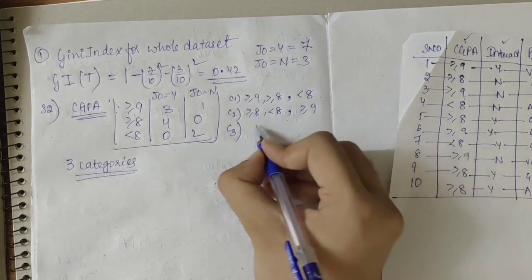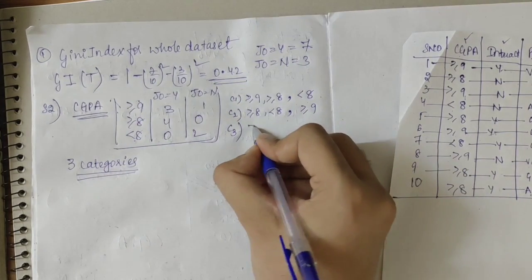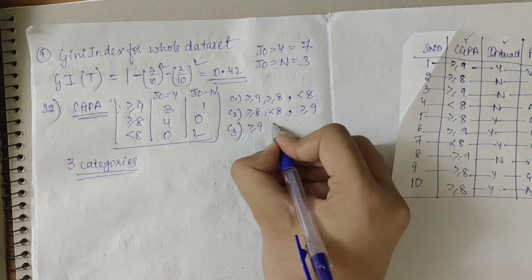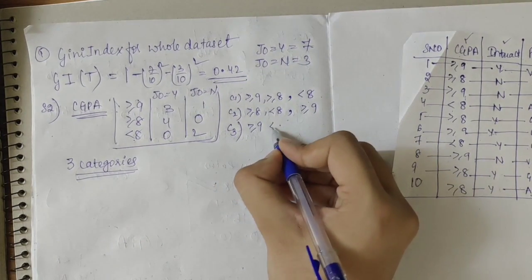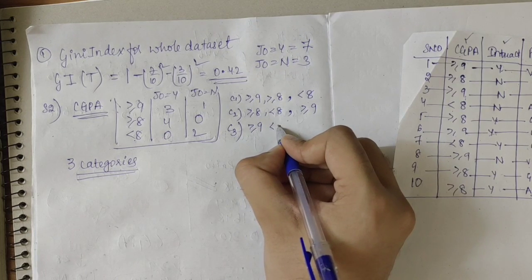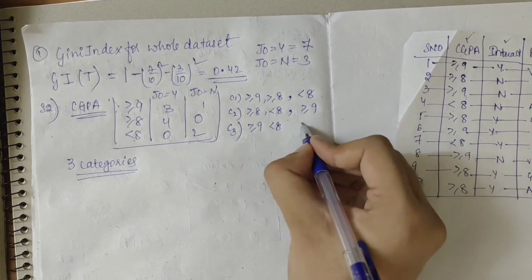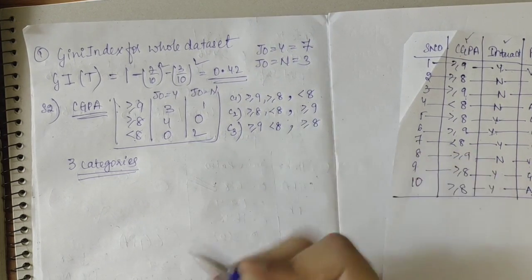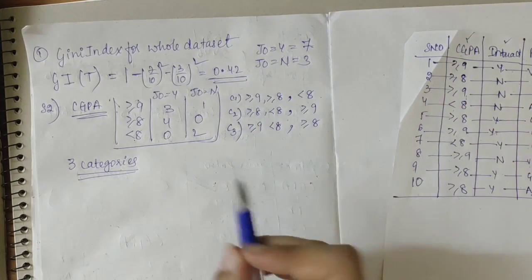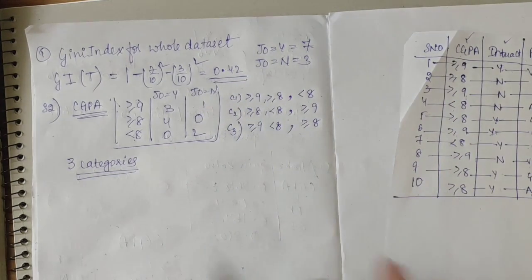My third category would be selecting these two. Okay, greater than or equal to 9 and less than 8, and on this side I have greater than or equal to 8. So I'll have 3 categories here. So for 3 categories I'll have 6 subsets.